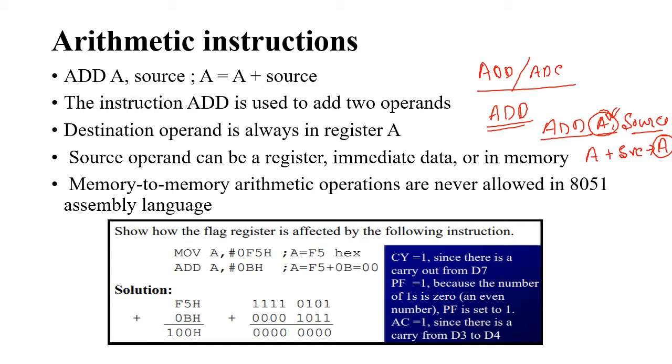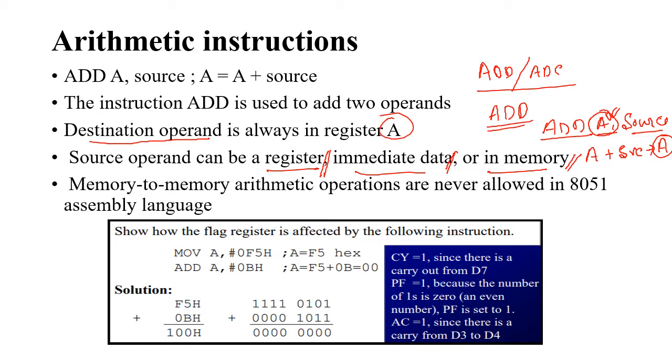One important thing that we need to note whenever we are using the add instruction is that one of the operands, the destination operand in particular, is always register A. Always you can add the content of the source with register A only. The source operand can be a register, immediate data, or in memory. You can use any sort of addressing, like register addressing, immediate addressing mode, or indirect addressing mode.